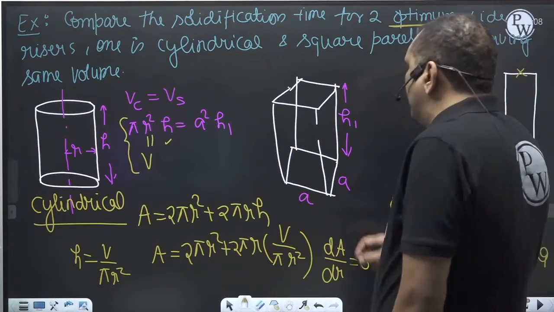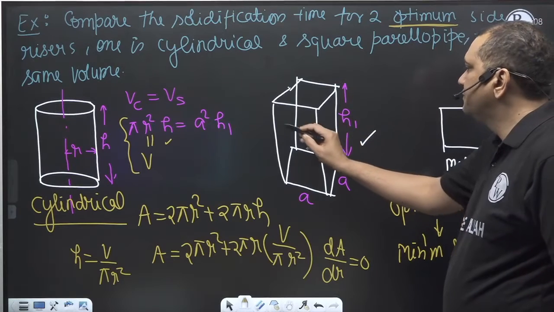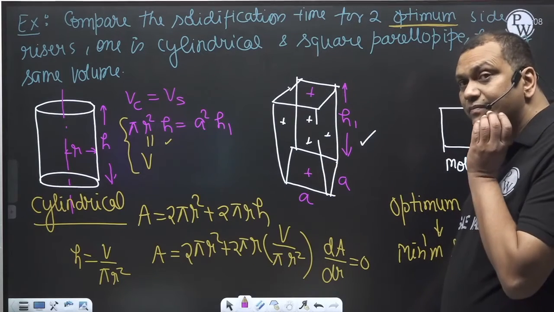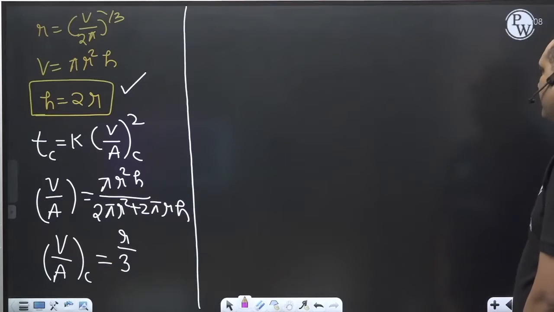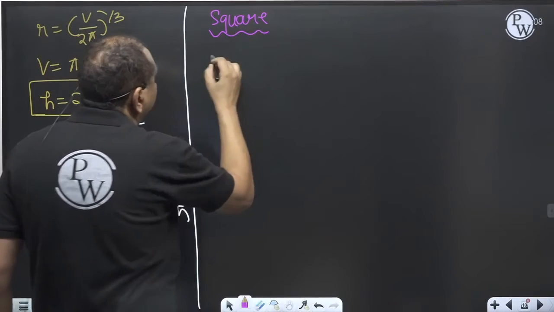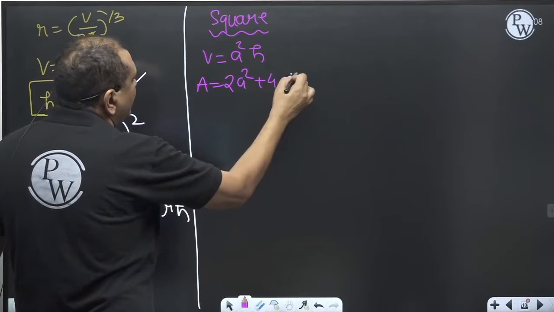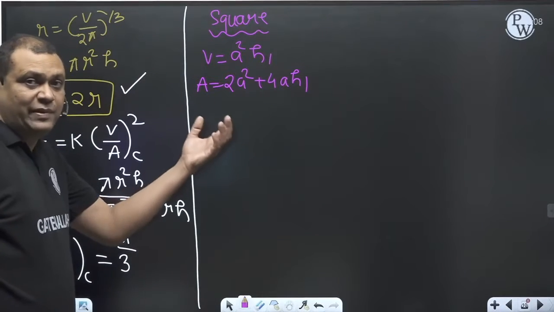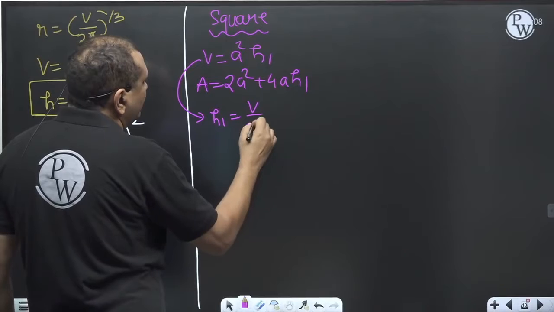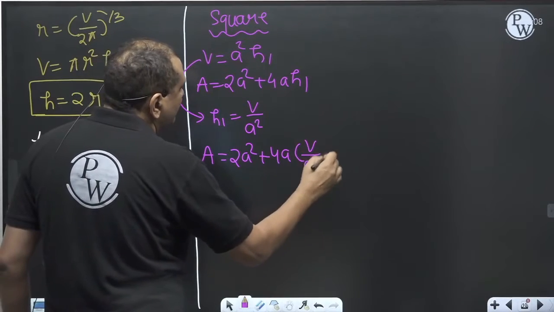Now, the square parallel pipe. So these are four sides, one top and one bottom. Same analysis I will do for the square parallel pipe. Volume is nothing but a square h1. Surface area is 2a square plus 4a h1, because the square parallel pipe's height is h1. From here, h1 equals V by a square. Put it here, so surface area is 2a square plus 4a, volume by a square.